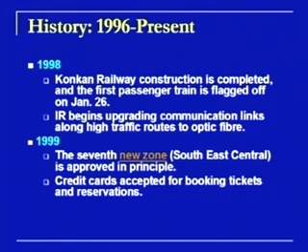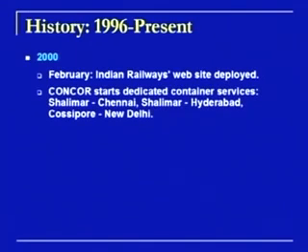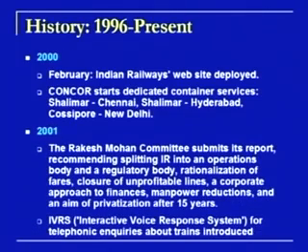Then Indian Railways began upgrading communication links along high traffic routes using optic fibers in 1998. Further, a new zone was created in 1999 and credit cards were accepted for booking the tickets and reservations. There were some more changes in the freight transportation. The Indian Railways started their website, and then there was the Rakesh Mohan Committee in 2001 which recommended splitting the Indian Railways into the operational body and the regulatory body, rationalization of fares, closures of unprofitable lines and corporate approaches to finances, manpower reduction and privatization.